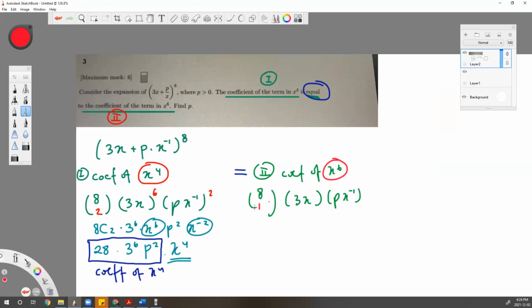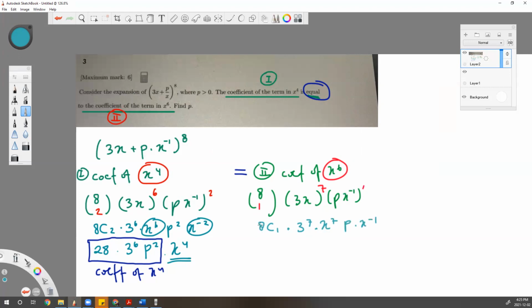Because as you can see, r = 2 gives x^4. So for r = 1, I want to decrease the value of r, so I increase the left side. So 8 minus 1 is 7, and then this is 1. See, quite simple. And you will get the answer right now. So 8C1 times 3^7. I don't want to deal with 3^7, it will be thousands or tens of thousands. x^7, and then p, and x^(-1), right?